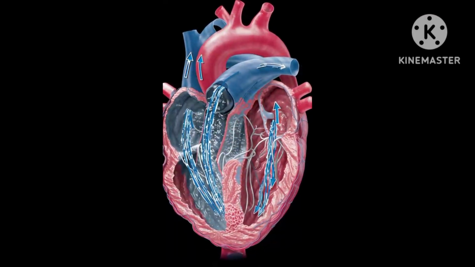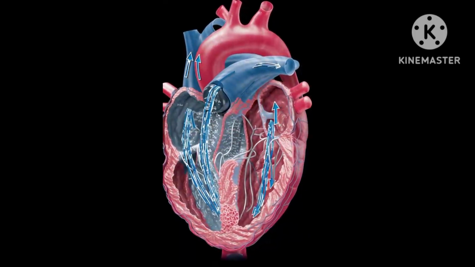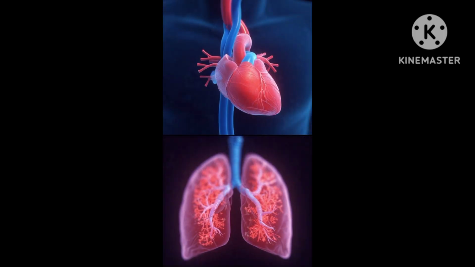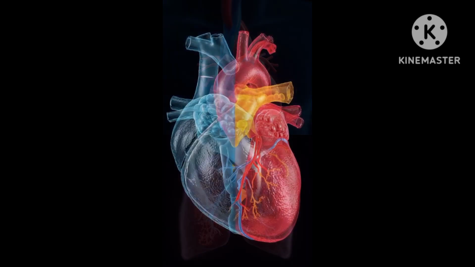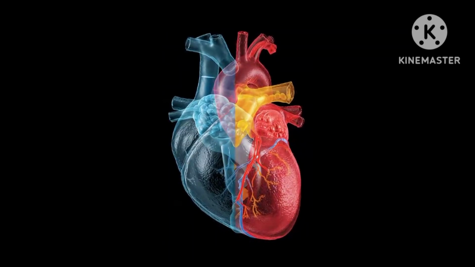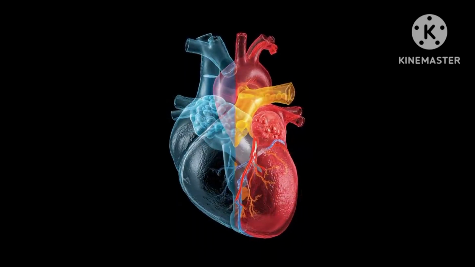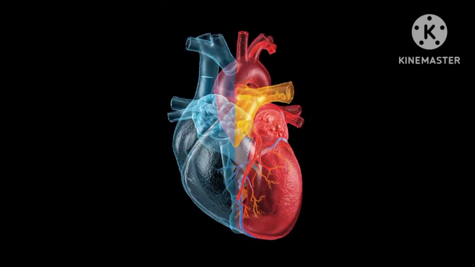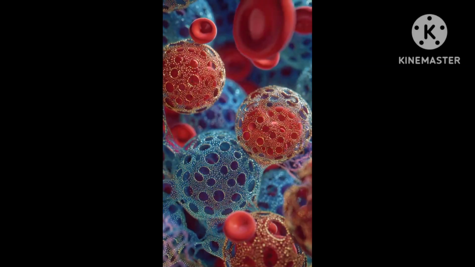Deoxygenated blood from the systemic circulation enters the right atrium via three major vessels: superior vena cava, inferior vena cava, and coronary sinus. From the right atrium, it flows through the tricuspid valve into the right ventricle. During ventricular systole, blood is ejected through the pulmonary semilunar valve into the pulmonary artery, which transports it to the lungs. Within the pulmonary capillaries, gaseous exchange occurs.